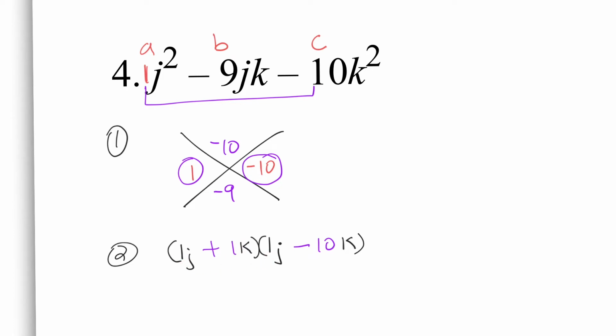Couple things. We don't need that 1 in front of the j, and we don't need that 1 in front of the k. We don't have to do the third step when you simplify or reduce the binomial, because a is 1. So we don't have to worry about that step. But I don't need that 1 in front of the j and the k. So my answer will be the quantity of j plus k times the quantity of j minus 10k.